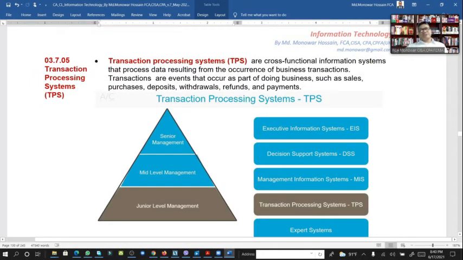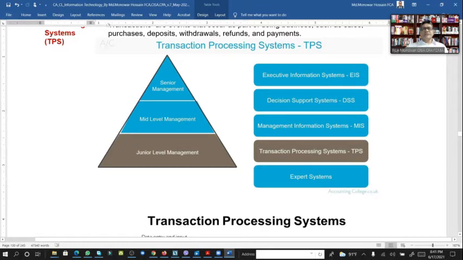Transaction processing systems, TPS, are cross-functional information systems that process data resulting from the occurrence of business transactions and transactional events that occur as part of doing business, such as sale, purchase, deposit, withdrawal, refund, payment, etc. These are the transactions of a business. So here, look here, the junior level activity is the transaction processing system, TPS, and at the mid-level, other things here manage MIS, DSS. Senior management also uses the executive information system, EIS, and decision support system, and MIS is also used by mid-level management, also helping the expert system.